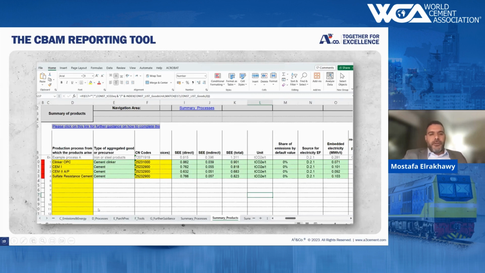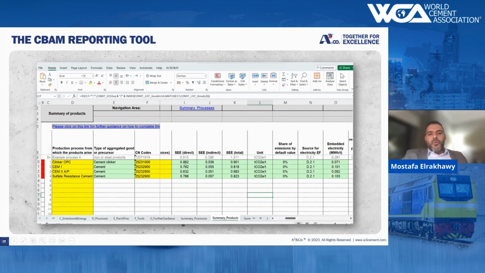This is an example, as I said to you. Here in this example, the clinker process was divided into four production processes, not even two. And this is a screenshot from the official CBAM reporting tool. You will identify your production process. So here, for example, there are four production processes: one whose output is clinker OPC, another is SEM1, the third one is SEM2, and the last one is SRC.